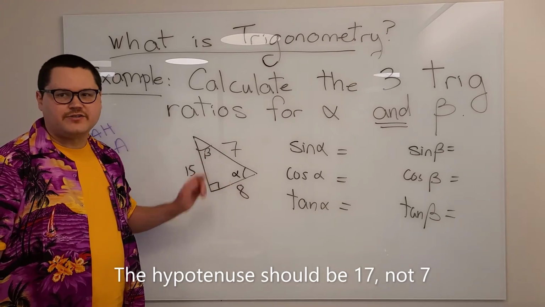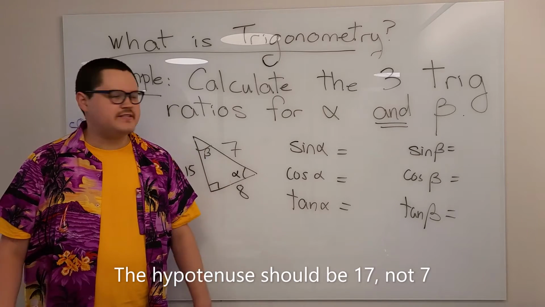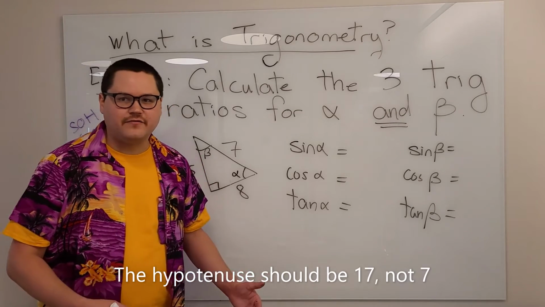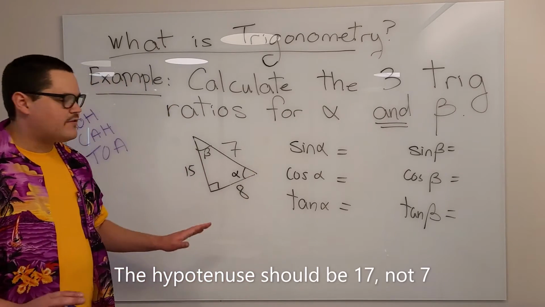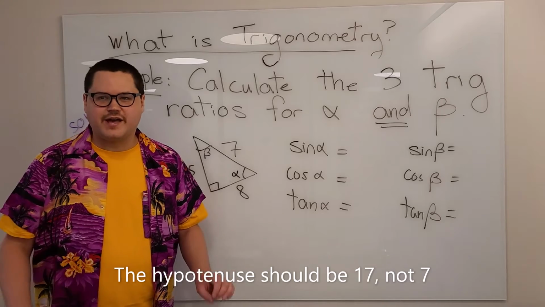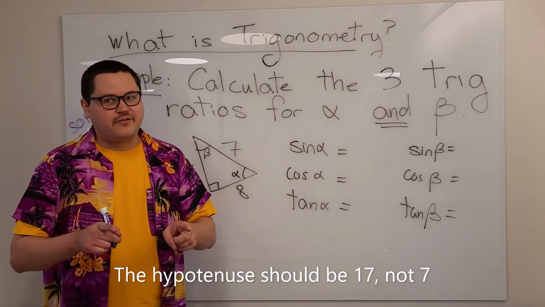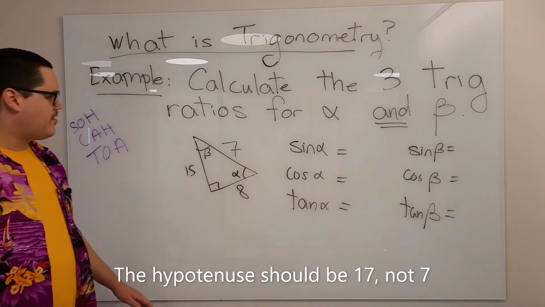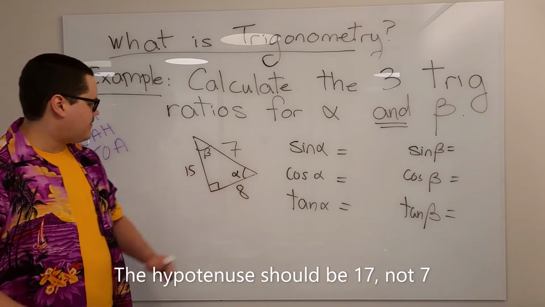Okay, now what if we want to calculate these trigonometric ratios, not for one angle, but for two angles in a right triangle? Well, it's just as easy. In this case, the angles are named alpha and beta. These are the first two letters of the Greek alphabet. Get it? Alphabet, alpha, beta. You got it.